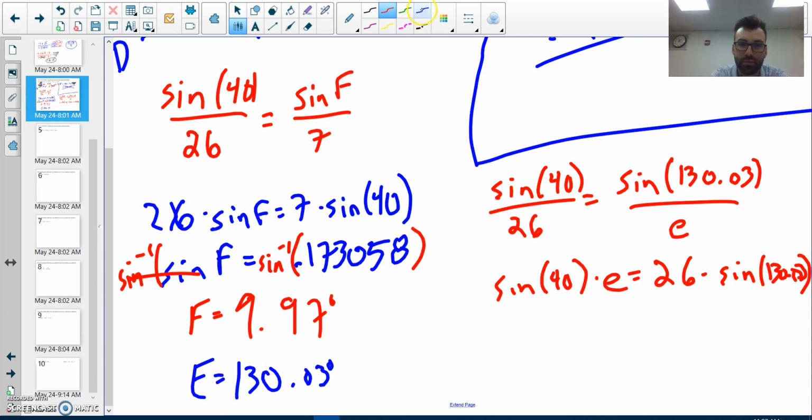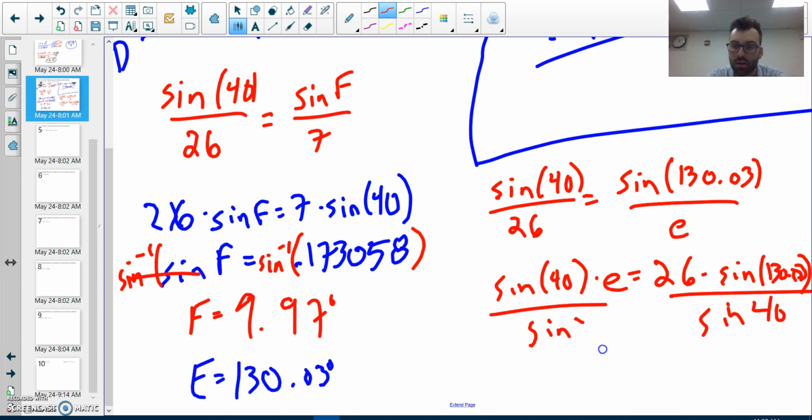All right. Remember, do this in your calculator. 26 times the sine of 130. Enter. Divided by the sine of 40. Okay, so E should be, what did I get? 30.97. Not degrees, sorry. Just 30.97.